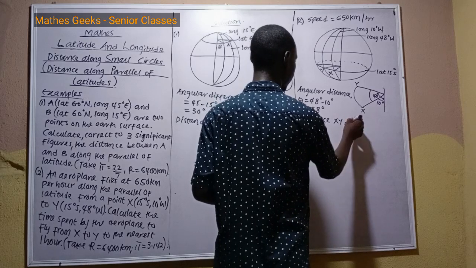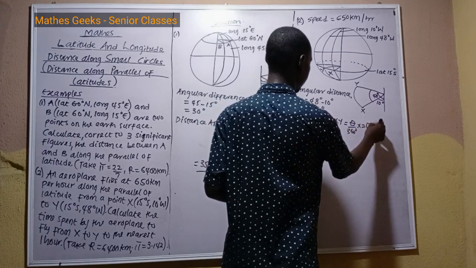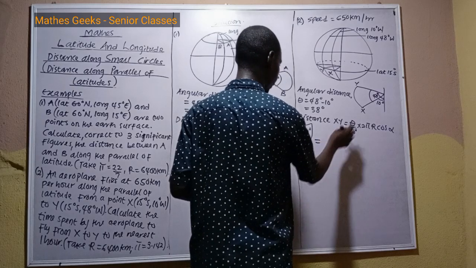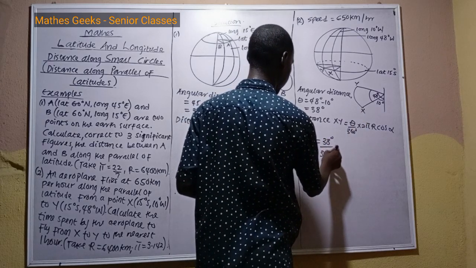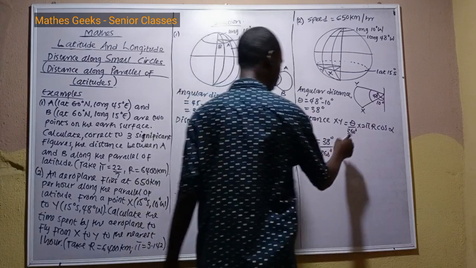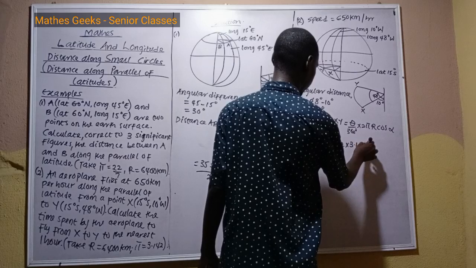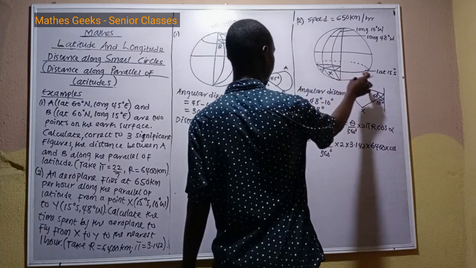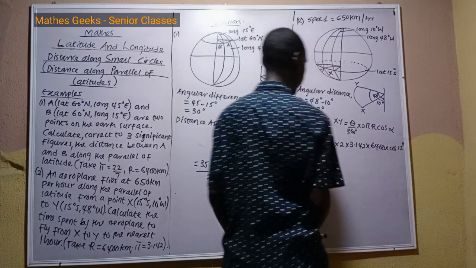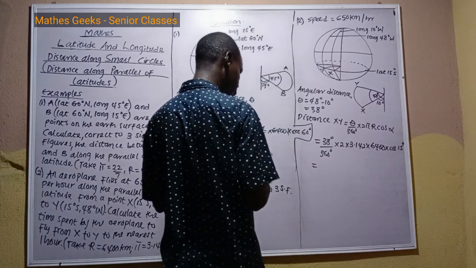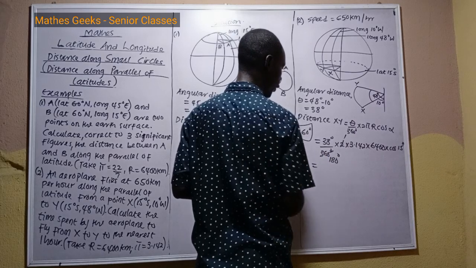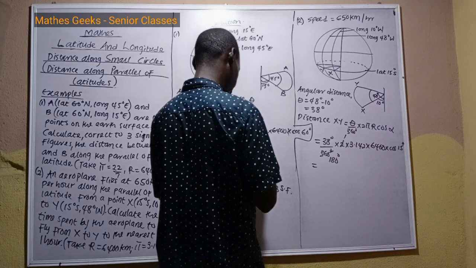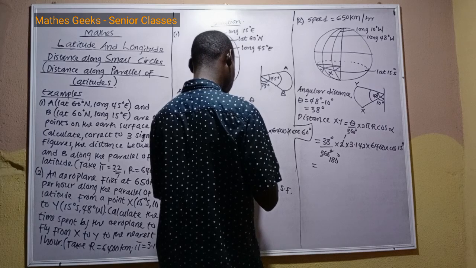The distance XY is equal to theta over 360 degrees times 2 pi r cos alpha, since the distance is measured along the parallel of latitude. So for theta 38 degrees over 360 degrees times, we're told to use pi 3.142, times 3.142 and 6,400 kilometers, that's the radius of the Earth, times cos 15 degrees, the parallel of latitude. That gives us 38 times 3.142 times 6,400 times cos 15 over 180.